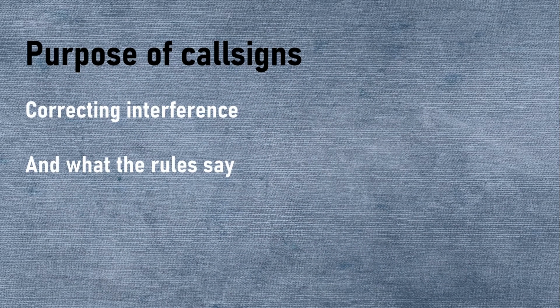So what is the purpose of using a call sign? Well, the main one is to correct interference. If one station is interfering with another, they're IDing and they can work to correct the interference. The other one is what the rules say, which we'll get to in a minute.